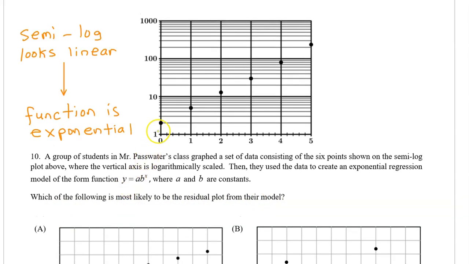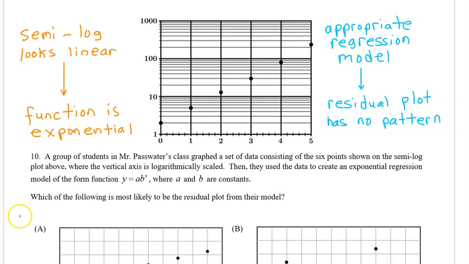We've learned that if a semi-log plot looks linear, then the function is actually exponential. So that's what we see here. So we know that the data is best modeled by an exponential function. In previous videos, we have also learned that if you use an appropriate regression model, the residual plot should have no clear pattern. The students used an exponential regression model.